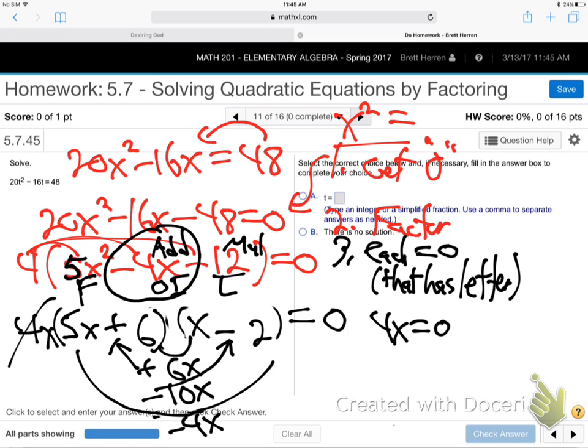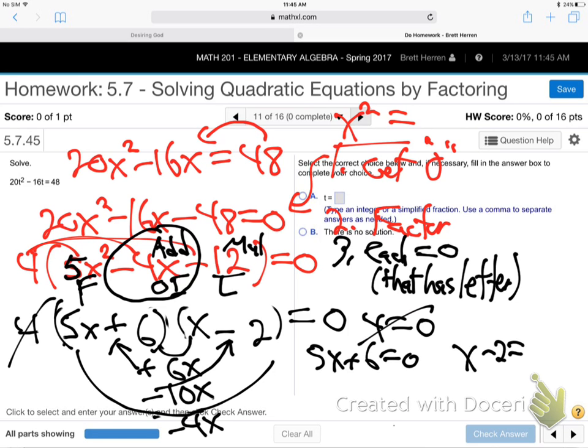Right? But if you don't have a letter, if you don't have a variable, you can't change. So if it's just a number without a letter, skip it. 4 can't be 0. I mean, you could write that if you want. 4 is 0. No, it's not. 4x could be 0, but 4 can't be 0. So there'd be no point. Don't even bother to write that. But the other two parts, 5x plus 6 is 0, x minus 2 is 0. Solve both of them.